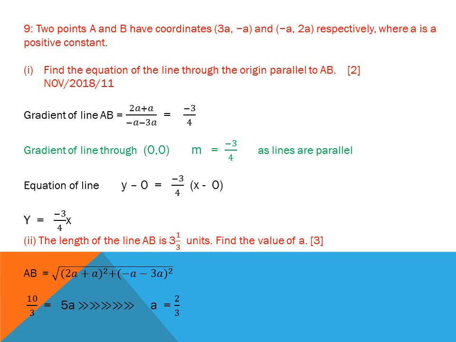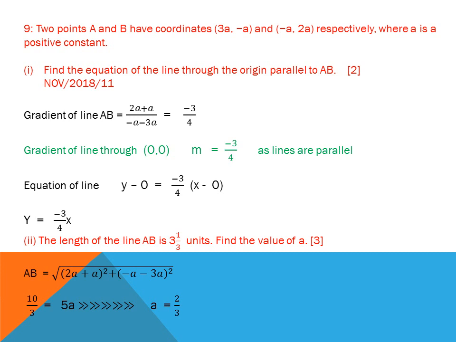Gradient of AB is equal to y2 minus y1 over x2 minus x1. It is equal to minus 3 by 4 here. So the gradient of the line through 0, 0 is m equal to minus 3 by 4. Only apply the formula y minus y1 is equal to m into (x minus x1). So y is equal to minus 3 by 4 x here.